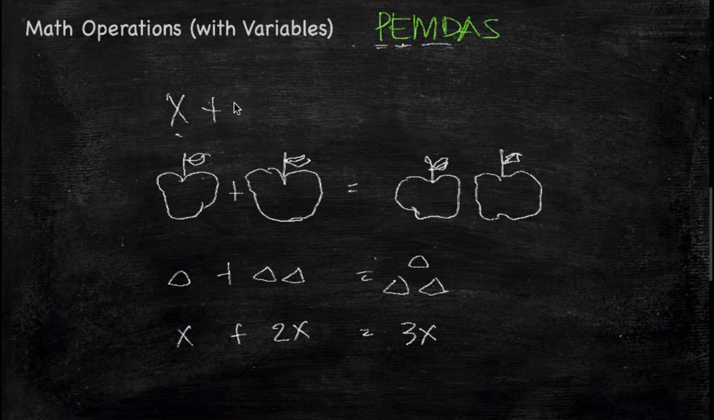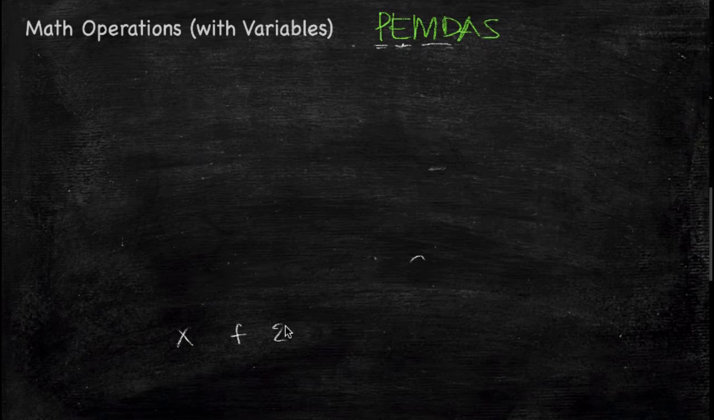Let's do some subtraction. For example, I have 2x minus x equals, so, dalawang x. Binawasan ako ng isang x. Ano yung natira? Eh, di isa na lang. Sayang naman. Eh, isa lang talaga eh.